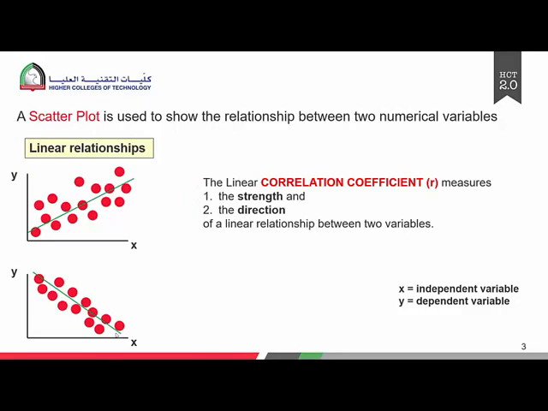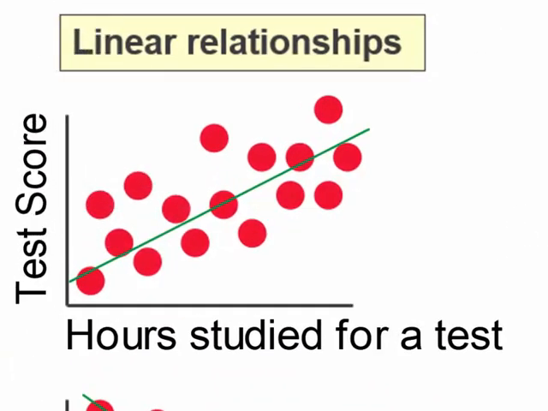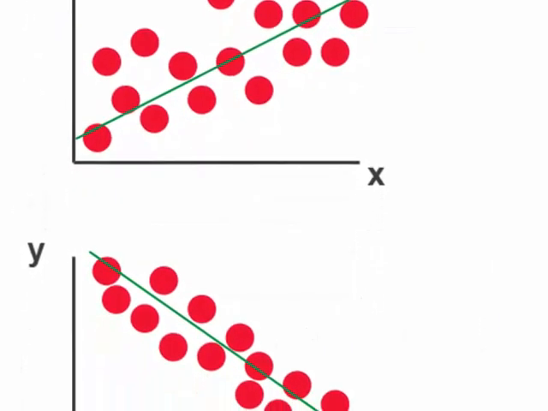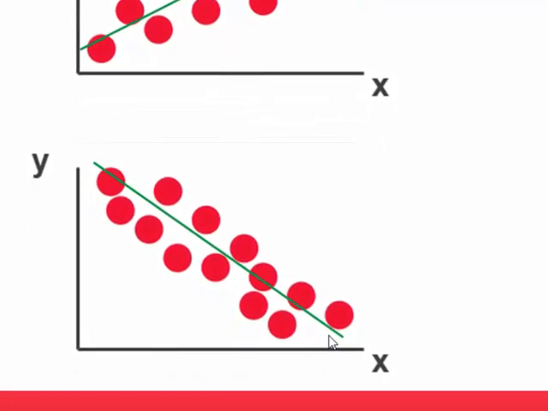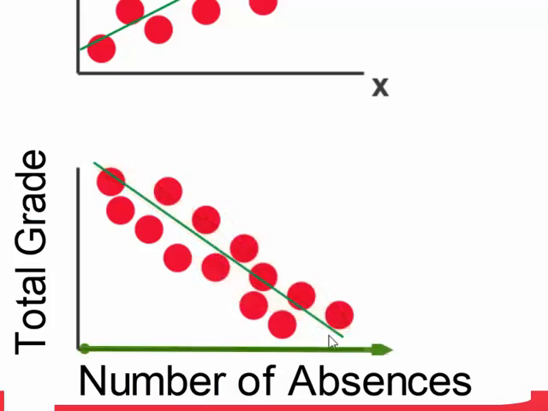We would expect a strong positive linear relationship between the hours studied for a test and the test results. The more hours you study, the higher your test results will be. We would also expect a very strong negative linear relationship between the number of absences and your total grade. As your absences increase, your total grade decreases.